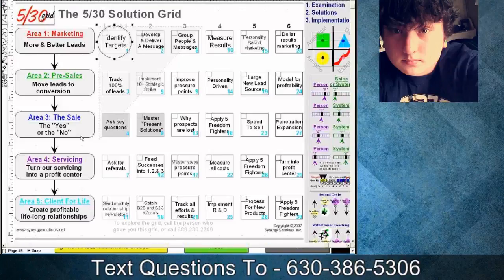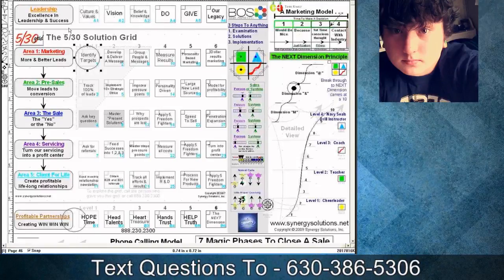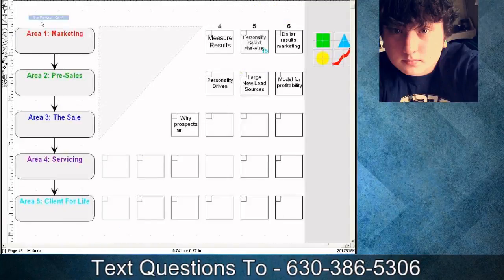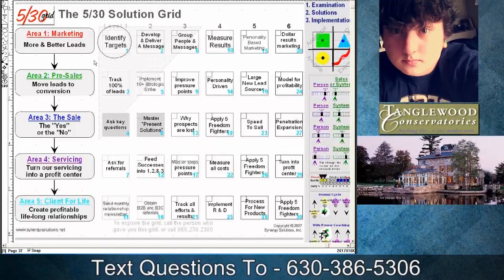Like Kevin said, I work at Tanglewood, and I also help build the conservatories. It was last year when I started, and I was getting interested in the whole integrity leadership. I talked to Mark, and so I've done the natural laws. This is my first time with the 530 Grid, so I'm still learning myself as well.